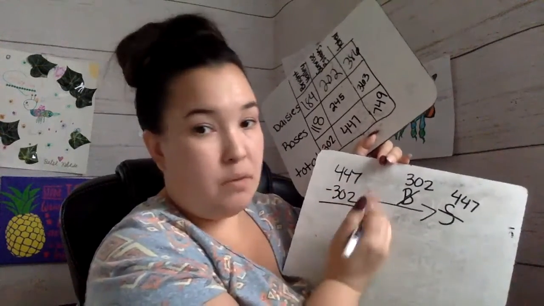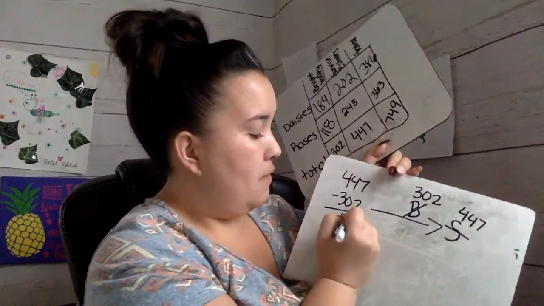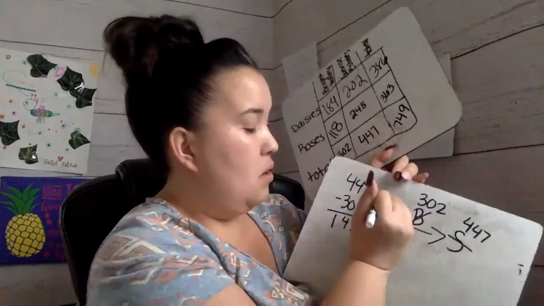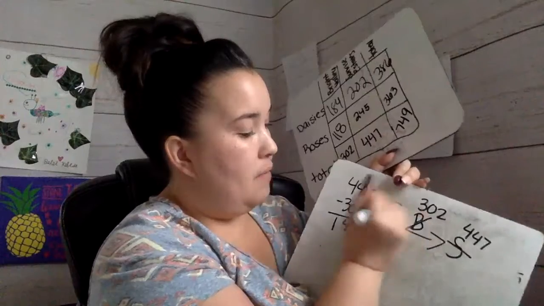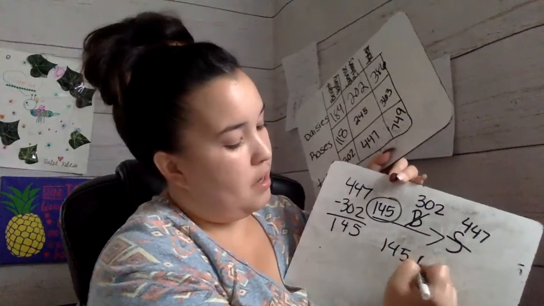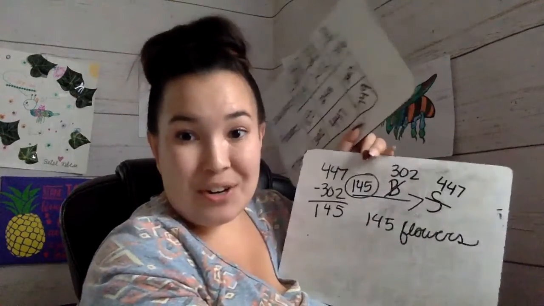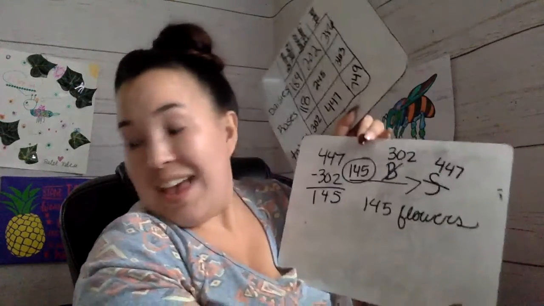7 minus 2 equals 5. 4 minus 0 equals 4. 1. 145 flowers. So the difference is 145 flowers. That's my answer for A. Okay, let's do B now.